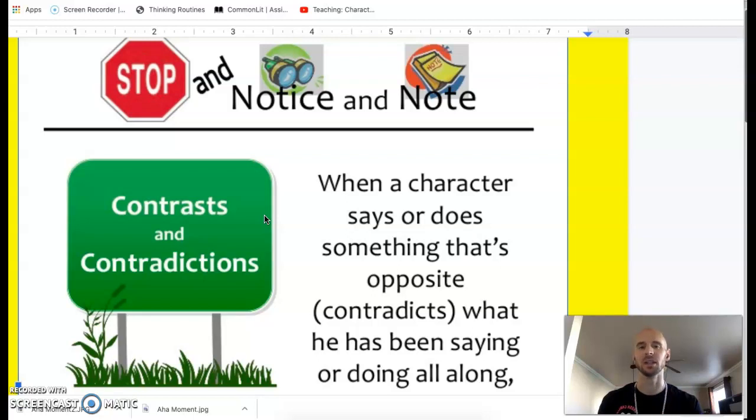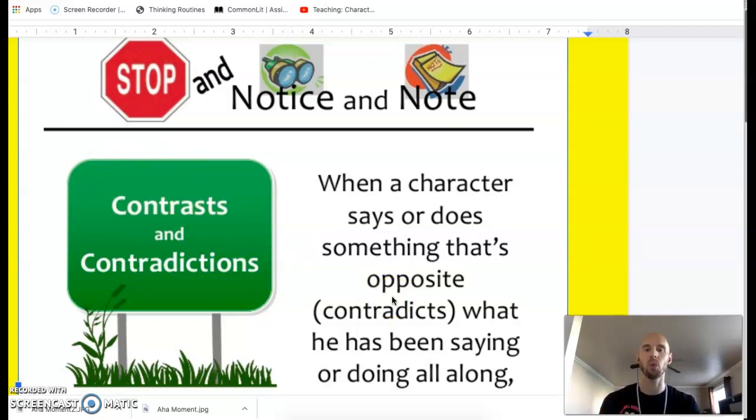So taking that into consideration, what would you think if one day Hermione came to class and didn't have her homework done? That would be a contrast. That would be contradictory to her character. We would want to know what's up because that does not really fall into place. That does not align with her character or her personality. Okay? When a character says or does something that's opposite or that contradicts what he or she has been doing all along, this is the author telling us something. This is a contrast or a contradiction to their character.